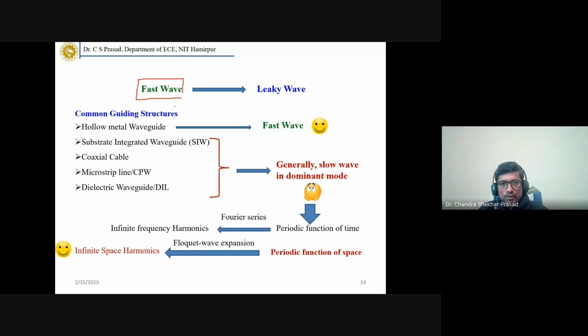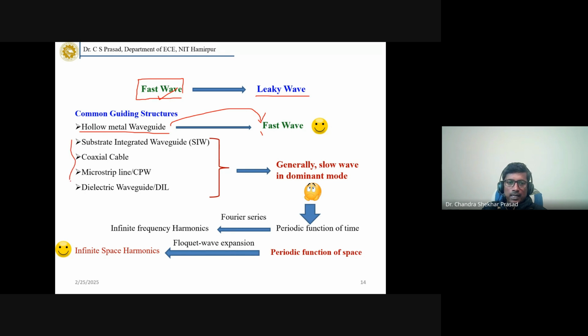Okay. So if you come to this leaky wave part, as we discussed, to have this leaky wave, we need a fast wave. So now the question is how to generate this fast wave. If you see the common guiding structures, one is the hollow metal waveguide. By nature, this is a fast wave. So we can easily have this leaky wave radiation from this hollow waveguide if you put some opening at a suitable place. So we can easily have this leaky wave or leakage from this structure.